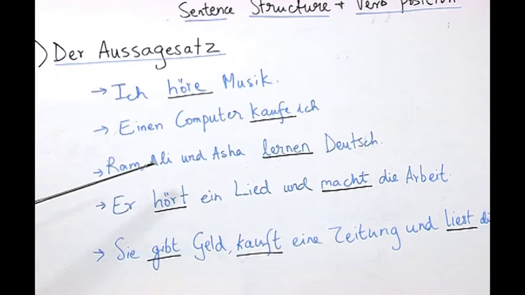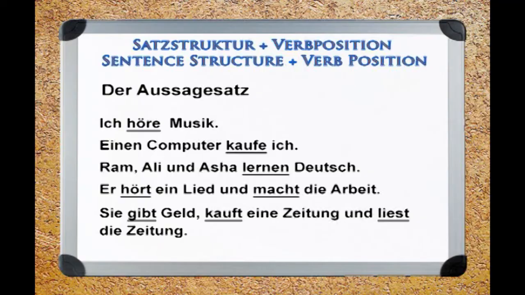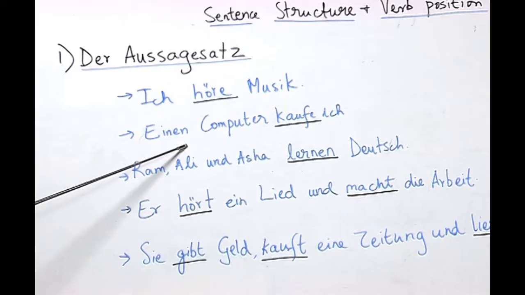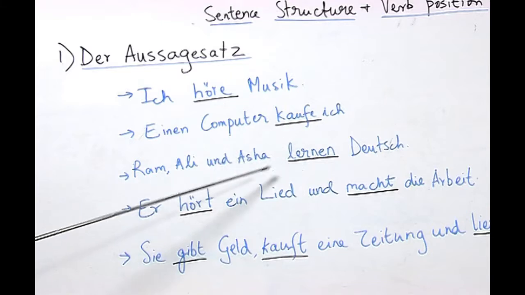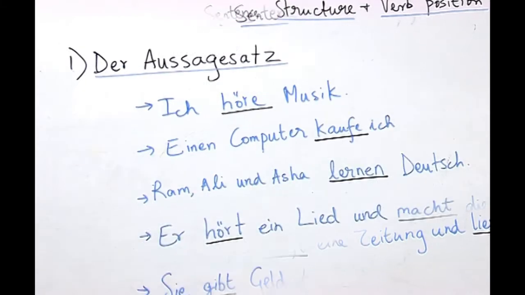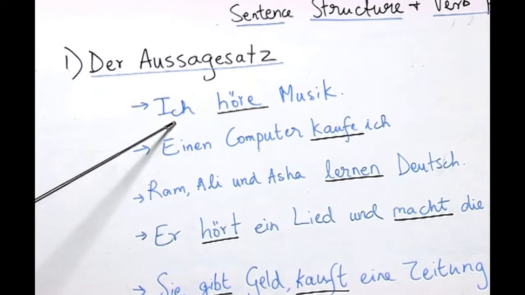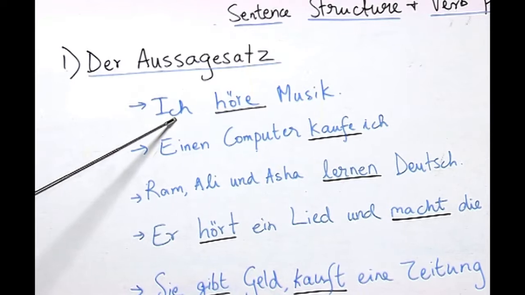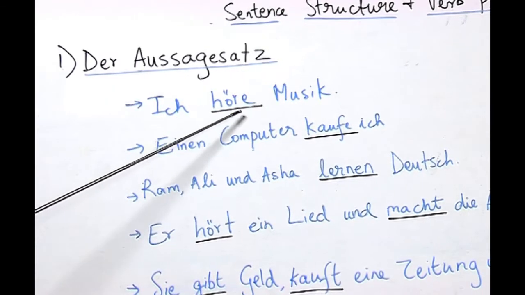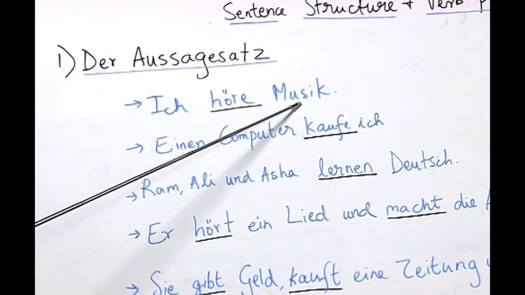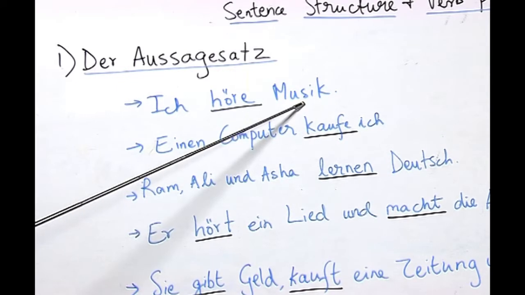Well, there are other important aspects in these sentences. This cluster of sentences or these kind of sentences in German are called der Aussagesatz, which means they are statements. They are not questions, they are statements. Now, if you look at this sentence, here we have the pronoun ich at the first position, the position of the verb is at the second, and we have the noun Musik here, which is at the third position.